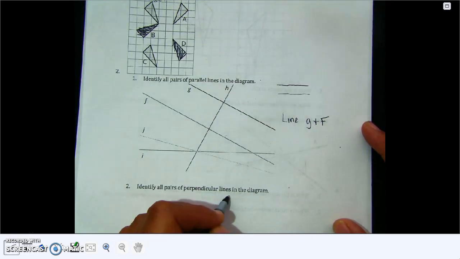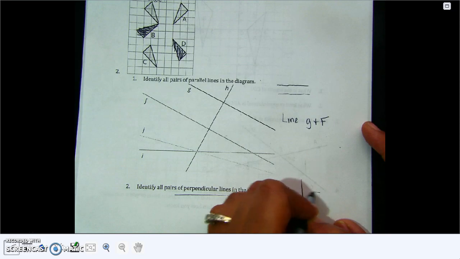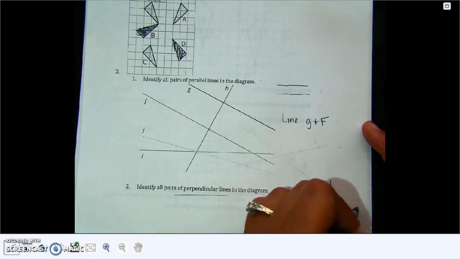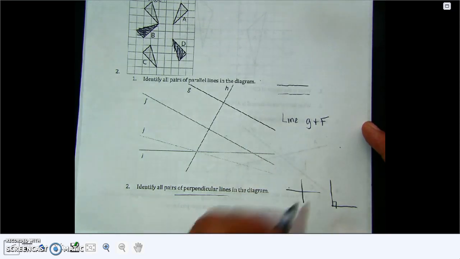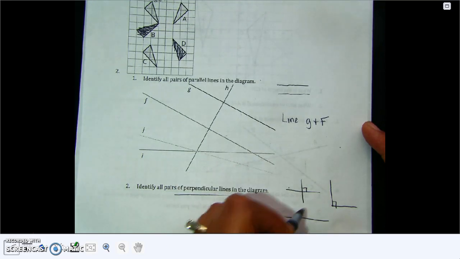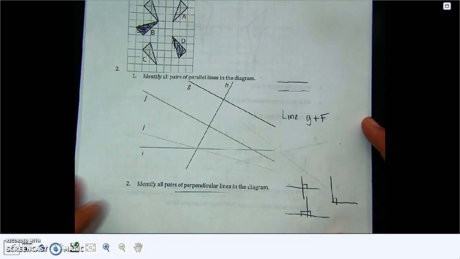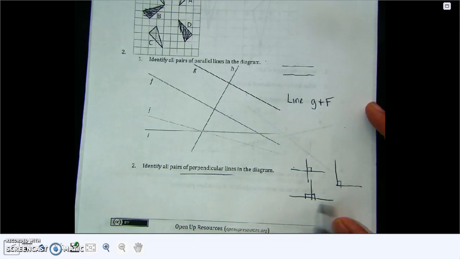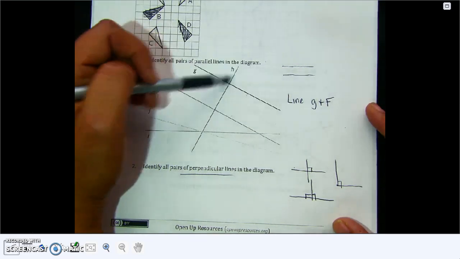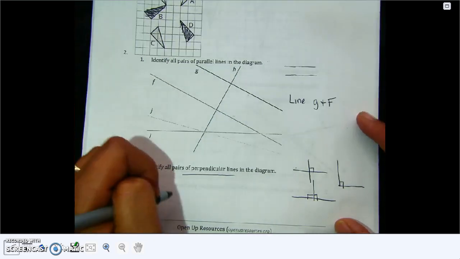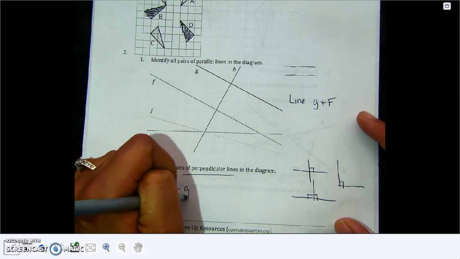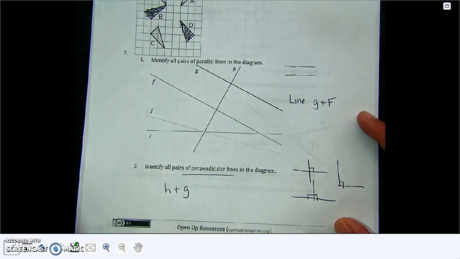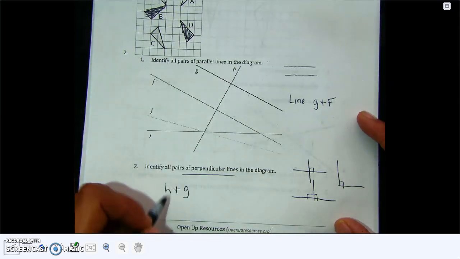Identify all perpendicular lines. Remember, perpendicular lines are lines that cross and make 90-degree angles. And you can see various variations of this. These are 3 possible variations that you may see. For this, I'm going to look. I can see that H and G. So H and G make perpendicular lines. So does F and H.